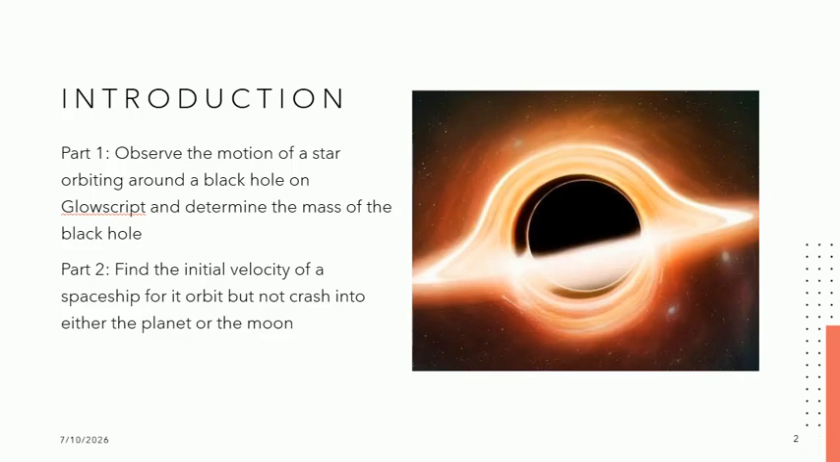To introduce the lab, part 1 of it will be observing the motion of a star orbiting around a black hole on GlowScript using the starter code, and then determining the mass of the black hole using the data. And then in part 2, we'll be finding the initial velocity of a spaceship for it to orbit but not crash into either the planet or the moon.